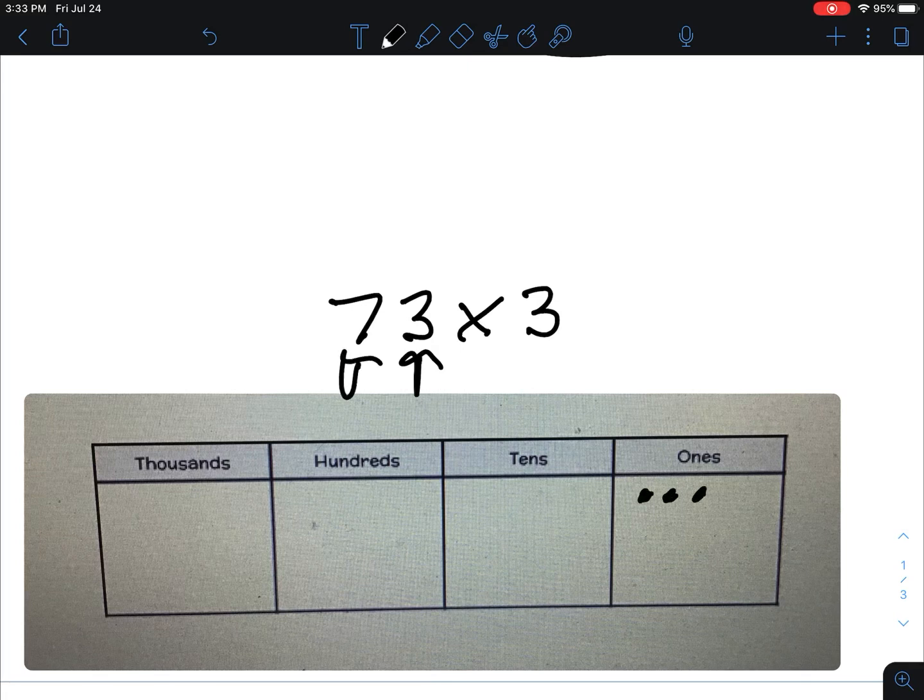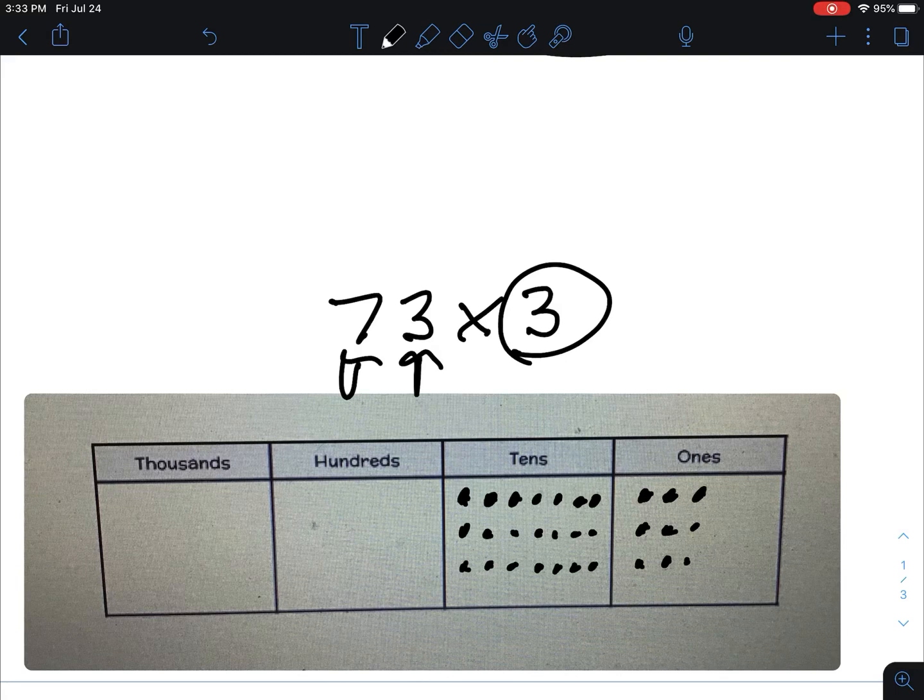So same thing. Take my 3 ones, take my 7 tens. I need 3 groups. It's going to take me a little while to draw, and it's noisy. All right, so now I just count. Ones are easier because I have a single digit. But when I count my tens, I have 21 tens. I can't have 2 digits in one place value. So here's what I mean by carrying over.